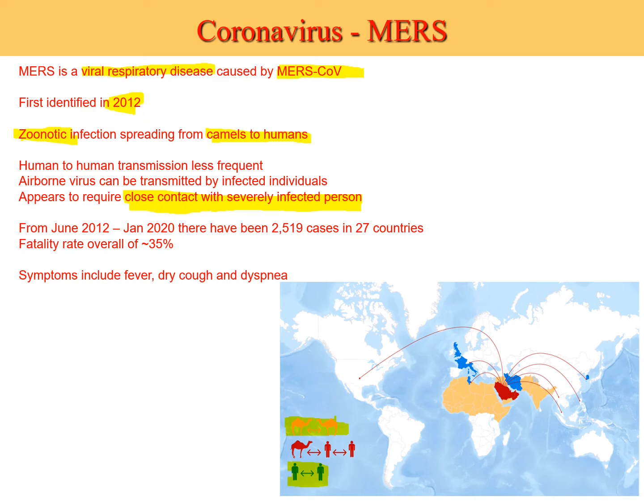There have, in fact, been 2,500 identified cases in 27 countries. Again, that number reflects the modern feature of everyday life of air transport. The fatality rate is particularly high, 35%. So, it's something that people get quite sick from, and quickly have fever, dry cough, and shortness of breath, dyspnea. But it's more or less being contained because of the less frequent occurrence of human-to-human transmission.